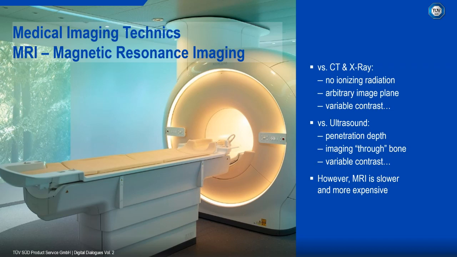The penetration depth and ability to image through bones, as well as the variable image contrast, give an advantage to MRI compared to ultrasound. But of course, not everything is positive about MRI. MRI is slower and more expensive.